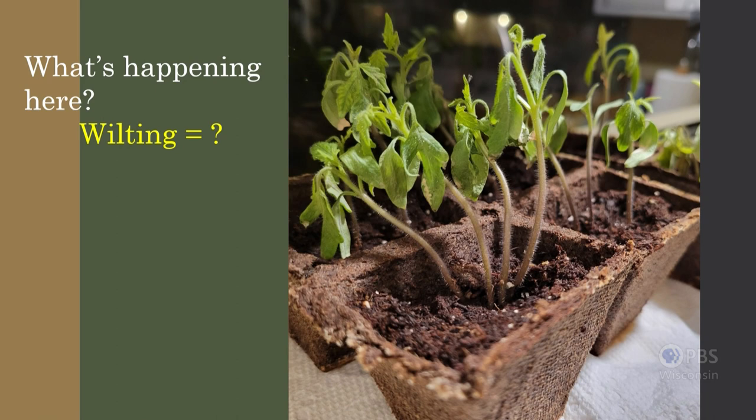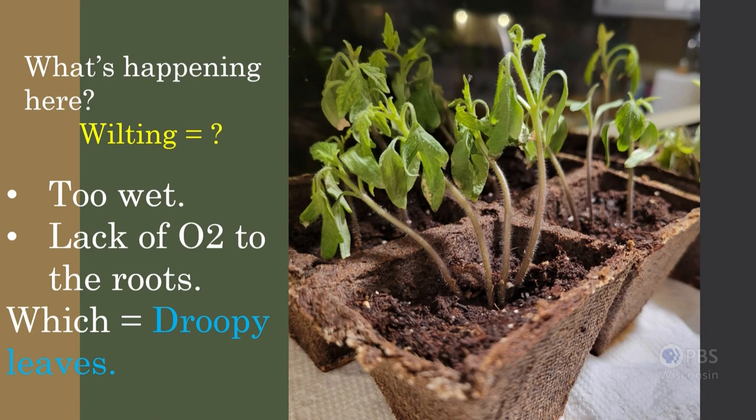Okay, so what's happening here? Looks like wilting. Does it look like wilting out there? Does on here. That's my picture. I put those on her kitchen windowsill. I was really disappointed that happened, and it's usually not correctable. That's too wet. They were too wet. Those are tomato seedlings. That's a lack of oxygen. Again, it looks like wilting, right?